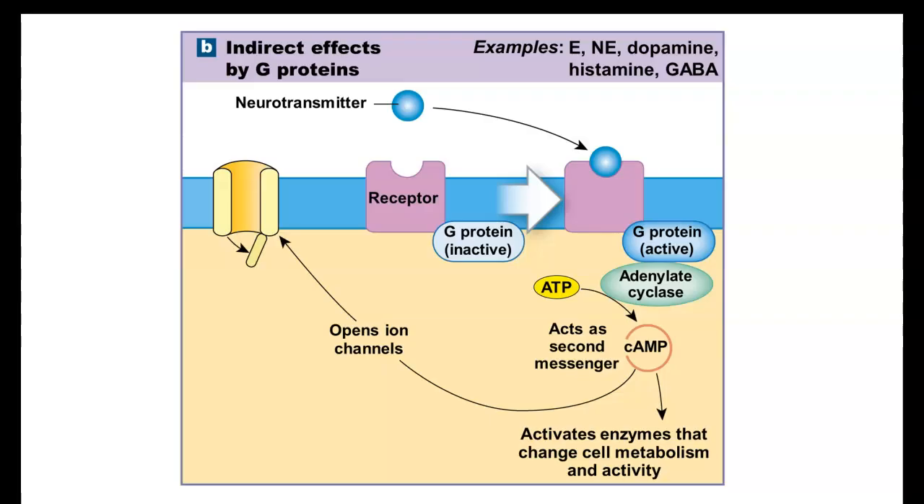That in turn goes back over and opens up that ion channel. And so this is how we're going to be able to open this one. So that's going to be an indirect opening using a G protein here. And so this one does require ATP or some type of energy.